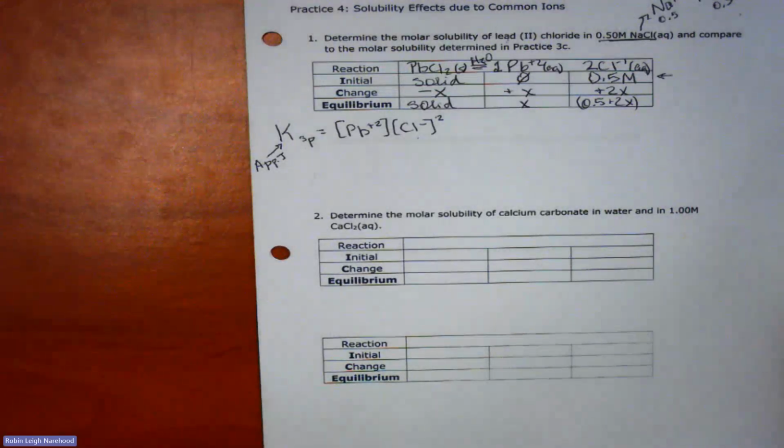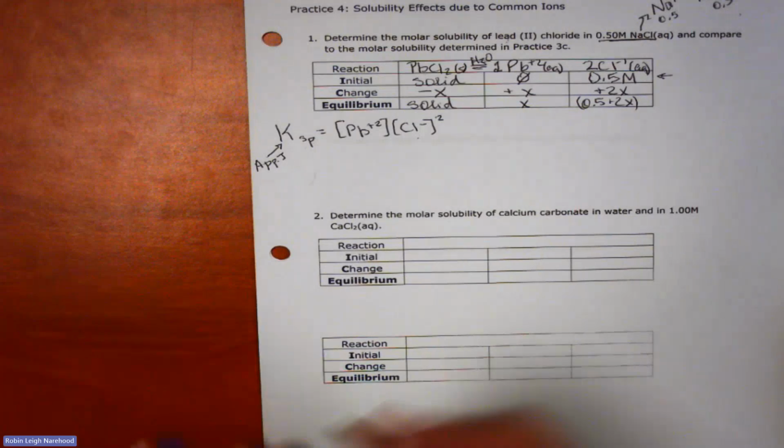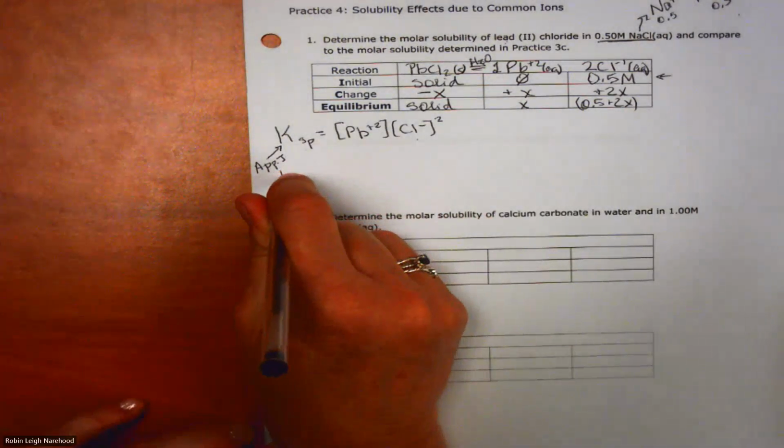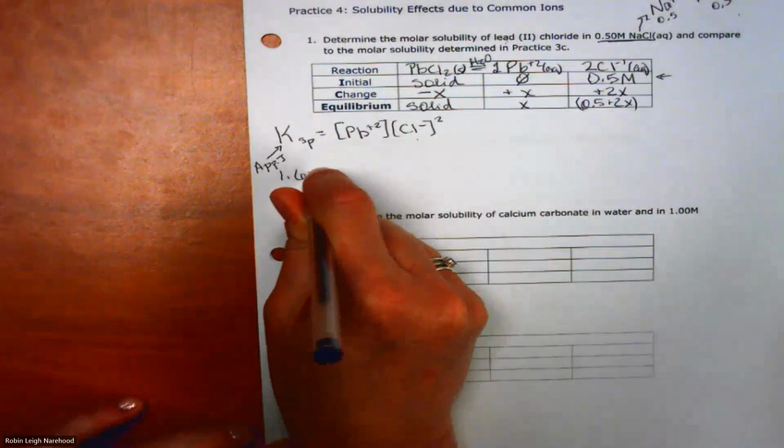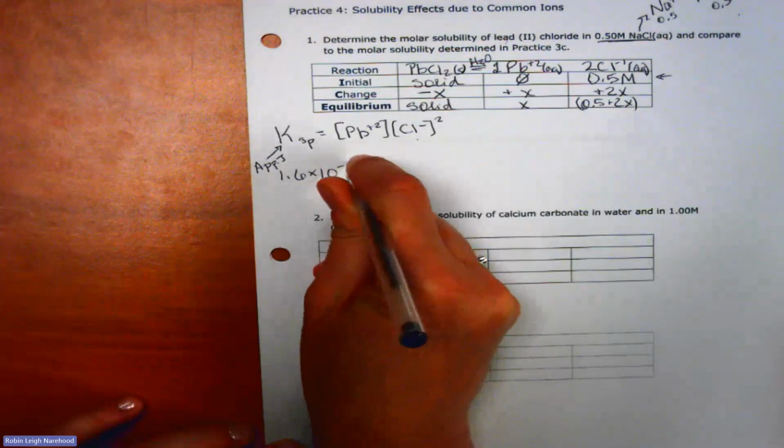So what is the solubility constant? Was it one of the ones we did last week, or is this a new one? I think we've already done it. It's 1.6 times 10 to the negative 5.